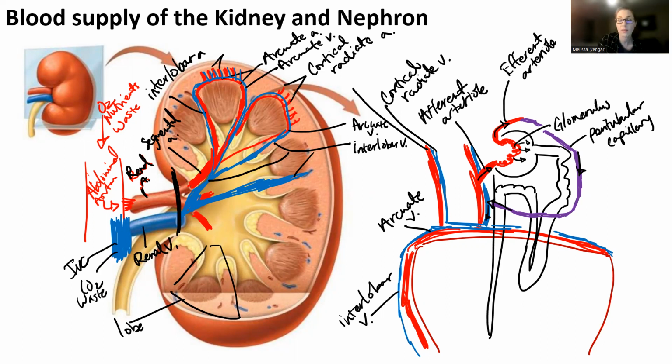But then you also want to think about what's remaining: maybe there's still some oxygen and nutrients. We don't want to get rid of all of our nutrients during filtration. So we have to pick up all our nutrients again during the formation of the filtrate, and those have to exit out of the inferior vena cava and go back to the right side of the heart.